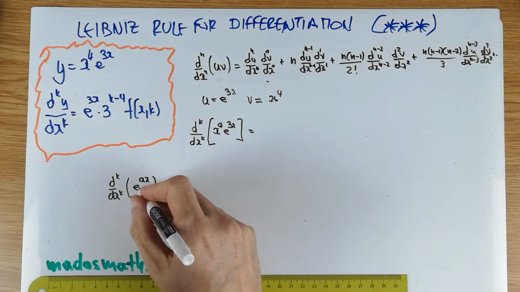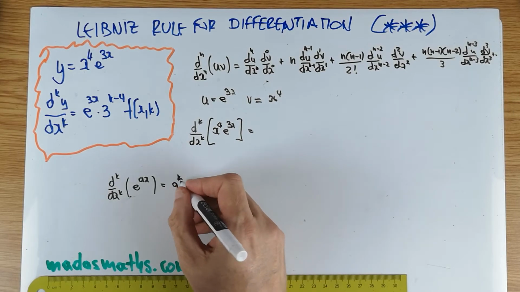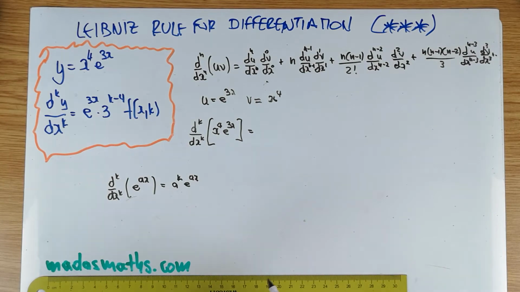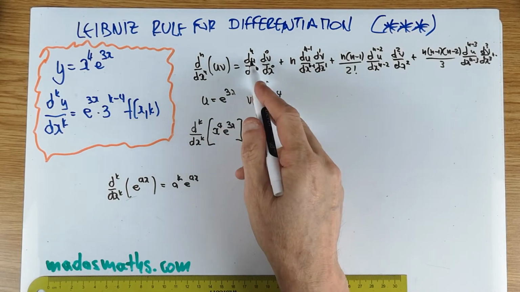Every time you differentiate, an a comes to the front. So if you do it k times, you're going to get a to the k, e to the ax. It's kind of obvious, I'd like to think. So for something like that, if I differentiate, because that's my u now, I'm looking at that.